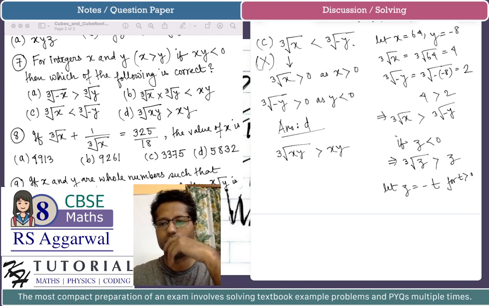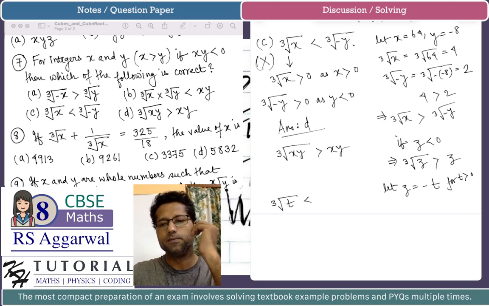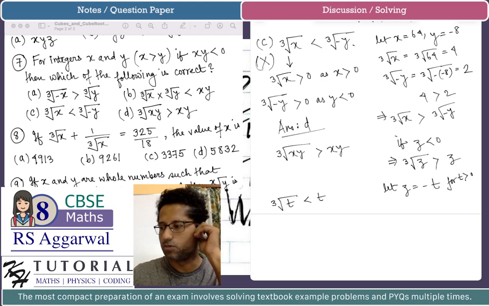Now we know that, since t is a positive number, we will always have cube root of t less than t. If you take a positive number, its cube root will always be less than the number itself. This is from very common sense.